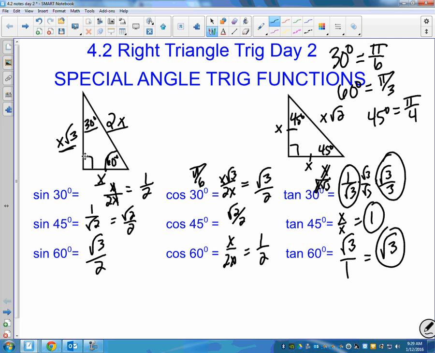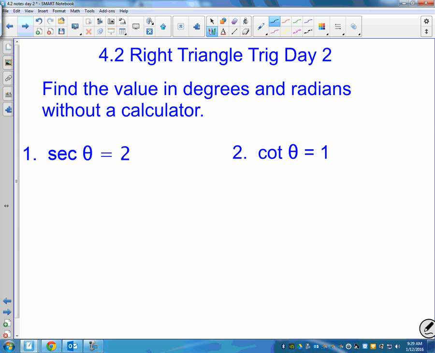But it also means we can kind of go backwards and we can solve some trig equations out too. So, this is what I was supposed to do yesterday. This one says, find the value in degrees and radians without a calculator. Which means, again, when your homework says without a calculator, that's going to show up on a no calculator part of your quiz or your test.